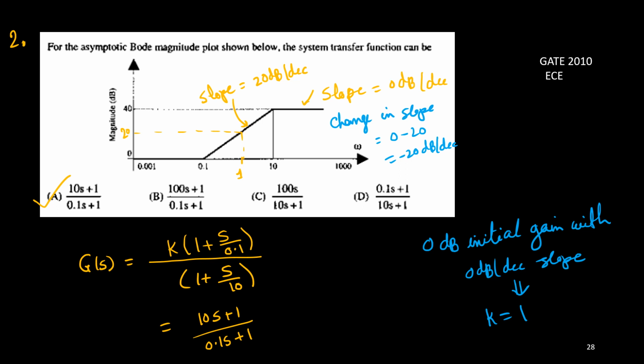So it's now very easy to solve. Now we'll move to the next problem. So third problem, again one figure is given. It is from GATE 2007. So you see every time one function is provided and this asymptotic plot is given, from that we need to find out the transfer function.